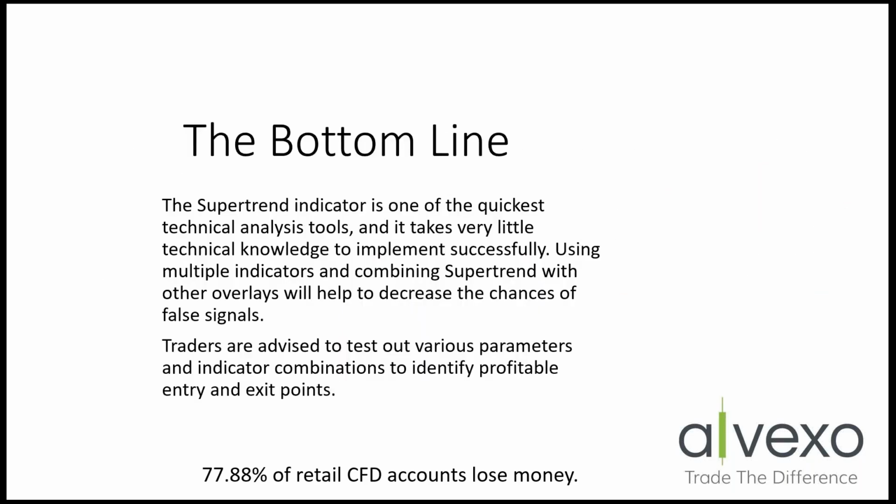So the bottom line is the SuperTrend indicator is one of the quickest technical analysis tools, and it takes very little technical knowledge to implement successfully. Using multiple indicators and combining SuperTrend with other overlays will help to decrease the chances of false signals. Traders are advised to test out various parameters and indicator combinations to identify profitable entry and exit points.